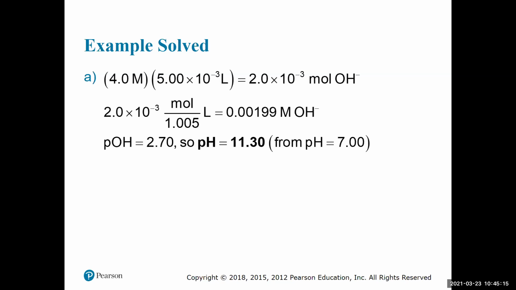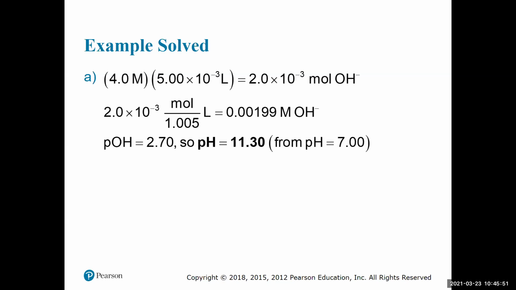So my total volume is 1.005 liters. That represents the 1,000 mL from the water and the 5 mL from the base, expressed in liters. I do that math and I get 0.00199 molar hydroxide. Well, I said I wanted pH, right? So if I do minus the log of the hydroxide concentration, that gives me pOH, and that value is 2.7.